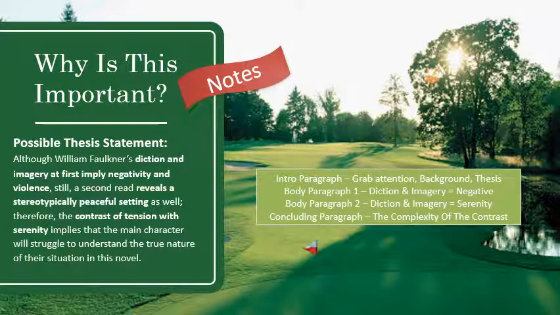And so we could write this paper. The introduction paragraph would need to grab our attention, give us the background information, and then provide us with the thesis. And then we would show in body paragraph 1 how diction and imagery are giving us the negative side of things. Body paragraph 2 would give us the diction and imagery for serenity, right? We would provide evidence for that and analyze how the evidence shows us that. And then our concluding paragraph would really help us see the complexity of this contrast, right?